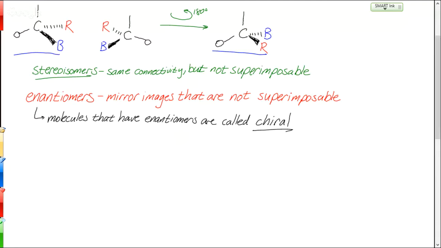So why do we talk about all this stuff? Well, sugars and amino acids in particular, of all the molecules we're looking at, for those, this chirality is really important. So let's apply this now and look at some sugar molecules.